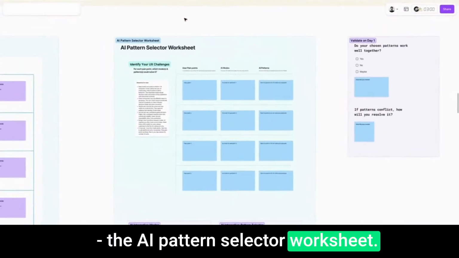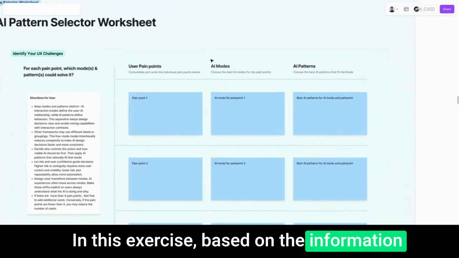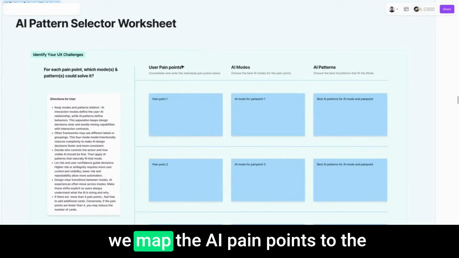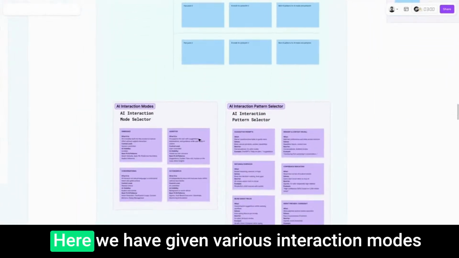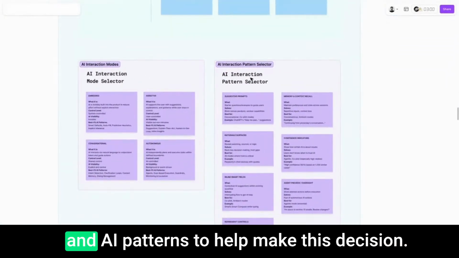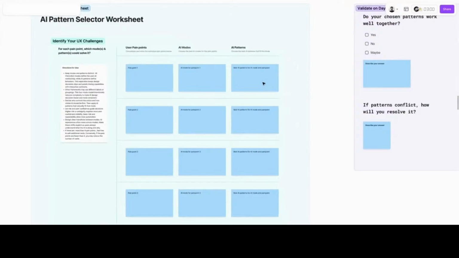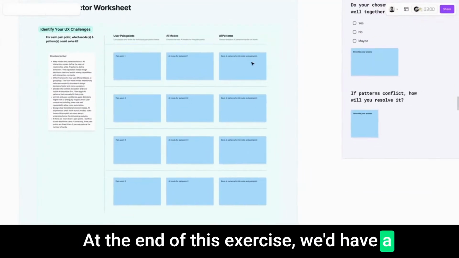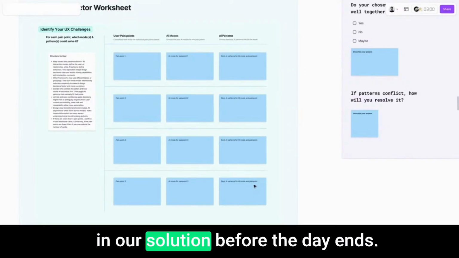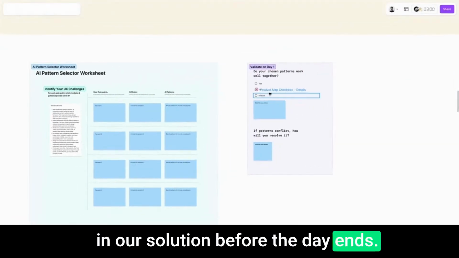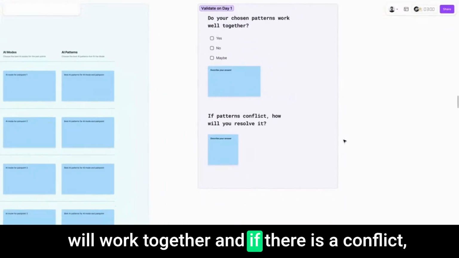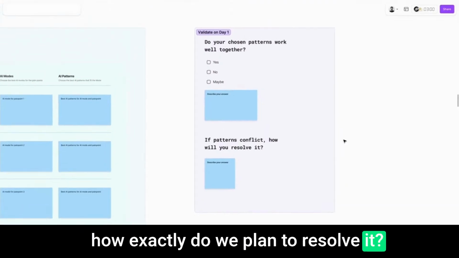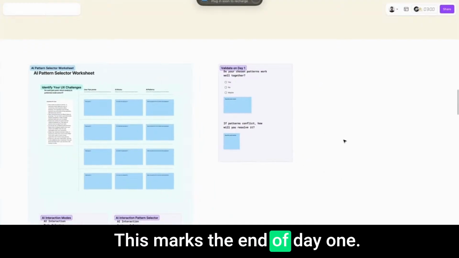We now move into the next step, the AI pattern selector worksheet. In this exercise, based on the information gathered in the previous exercise, we map the AI pain points to the appropriate AI modes and AI patterns. Here we have given various interaction modes and AI patterns to help make this decision. At the end of this exercise, we would have a list of different AI patterns to be used in our solution. Before the day ends, it's crucial to understand if these AI patterns will work together, and if there is a conflict, how exactly do we plan to resolve it. This marks the end of day 1.